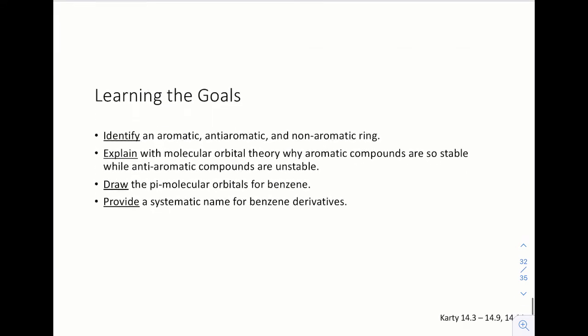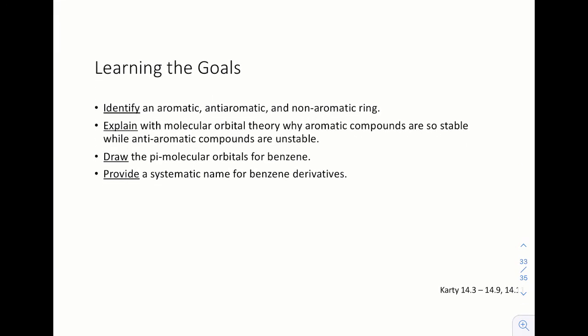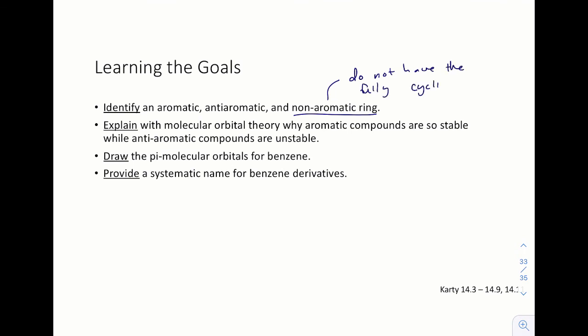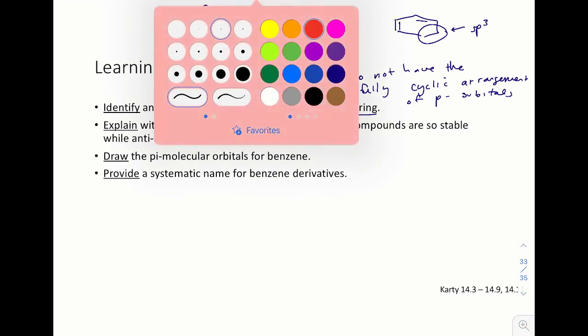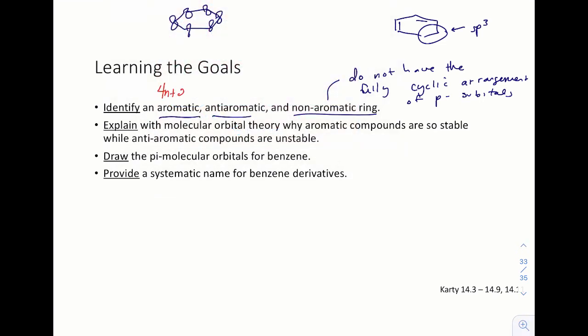Before we end, let's revisit the learning goals for today. We should be able to identify an aromatic, anti-aromatic, and non-aromatic ring. Non-aromatic rings do not have the fully cyclic arrangement of p orbitals. We've seen several examples where the pi system is disrupted by, say, sp3 hybridized carbons with no p orbitals. Aromatic and anti-aromatic systems will have that fully cyclic conjugated arrangement of p orbitals. The difference is that aromatic systems have 4n plus 2 pi electrons, whereas anti-aromatic have 4n pi electrons.